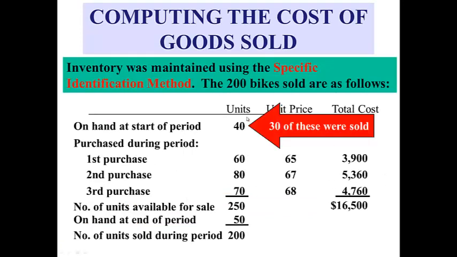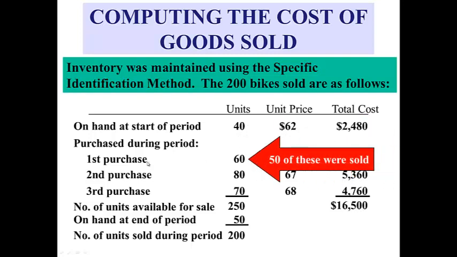Okay, so we have a list here of our beginning inventory and purchases, and we know that we still have 50 remaining in inventory and 200 that were sold. So your problem in the book will tell you specifically which items were sold and which ones you still have. So for example, if we're told that 30 of the beginning inventory units were sold, we know that we still have 10 of those. For the first purchase, 50 of these were sold, so we still have 10 in ending inventory.